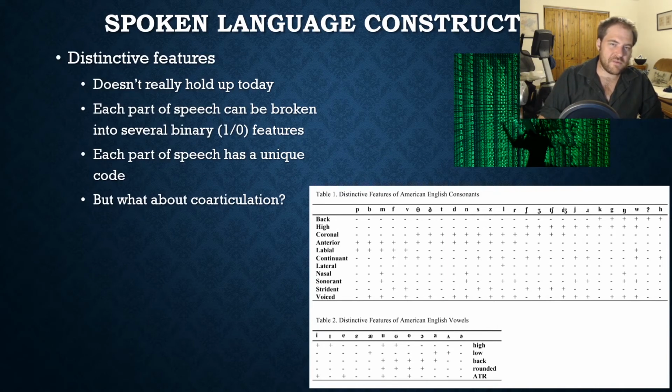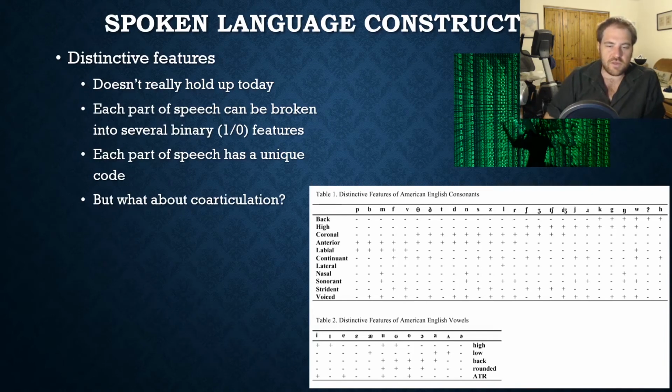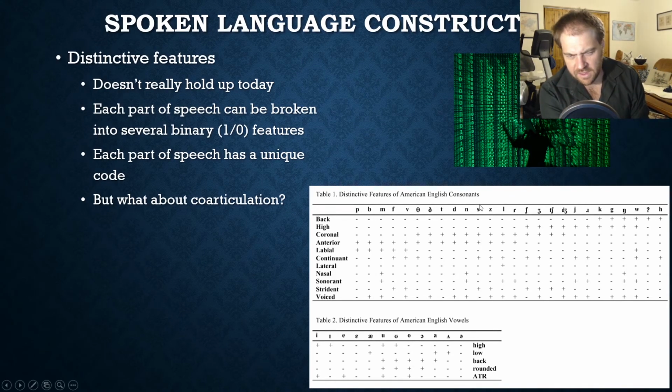But there's something called distinctive features. It's a little old. Distinctive features was that we thought originally that you could break sounds up into distinctive features. So what we've got here is, is the sound back? And then it's either yes or no. Is the sound high? It's either yes or no. And so if you have something like an E, you can see here that the E is, well, it's not on here because these are all consonants.